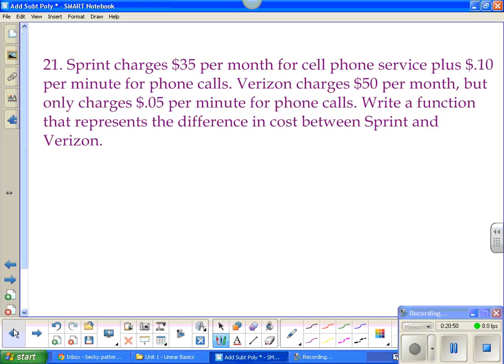Sprint charges $35 per month for cell phone services plus 10 cents per minute for phone calls. Verizon charges $50 per month but only charges 5 cents a minute for phone calls. Write a function that represents the difference. When you get to problems like this, I'd really like to see you circling that word difference. So we're going to do Sprint minus Verizon. So give me an equation for Sprint.